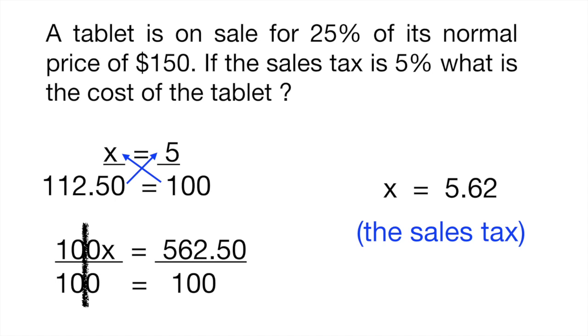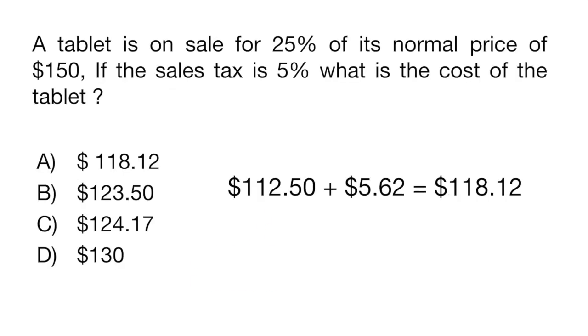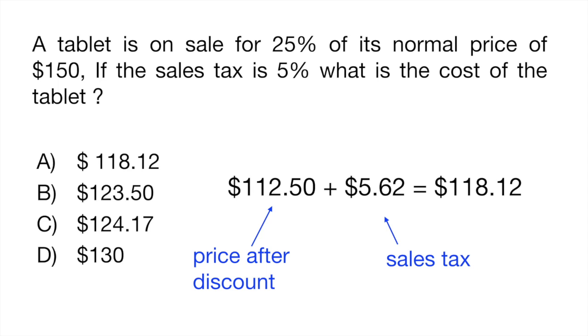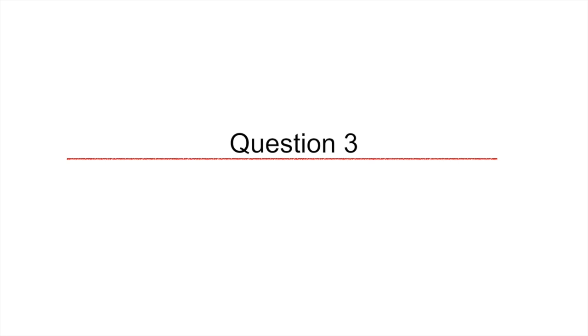So now what is the cost of the tablet? Well, here what you have to do is you have to take that price after discount, which we figured out in part 1, and then you add the sales tax on that price, which was $5.62, for a total of $118.12. Okay, so that is answer 1A. All right, question 3.